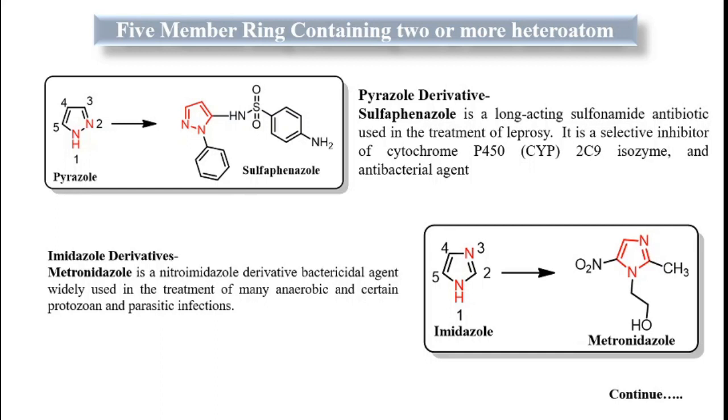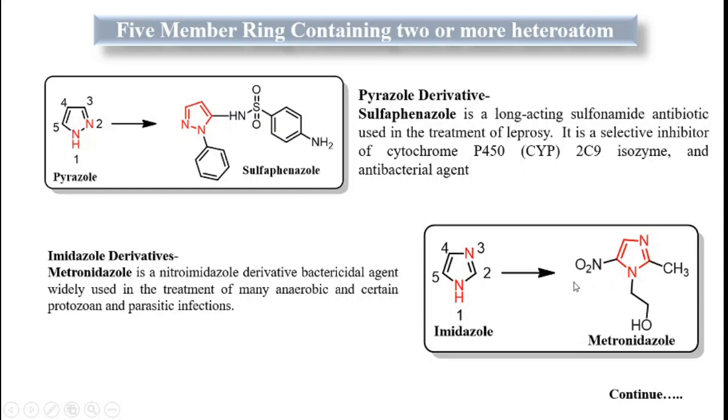Imidazole derivative. The example is metronidazole, a nitroimidazole derivative bactericidal agent widely used in the treatment of many anaerobic bacterial, protozoal, or parasitic infections. That means this is the imidazole, and again various kinds of substitution are present at position numbers 1, 2, 3, 4, 5, or substitutions are present at position 1, then 2, and then 5.